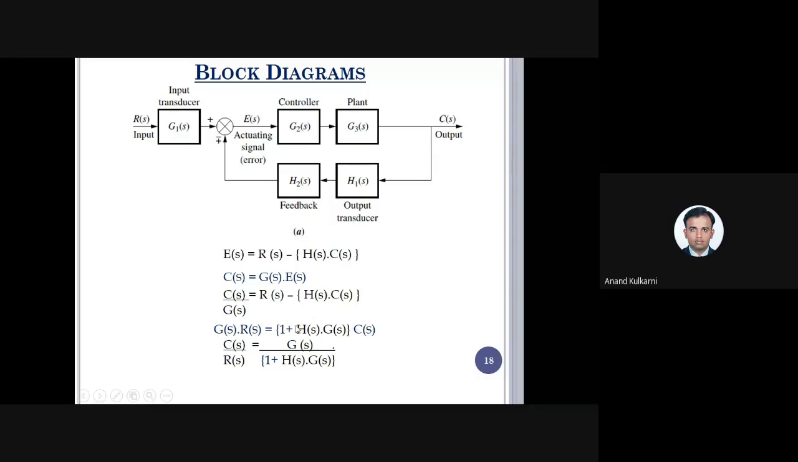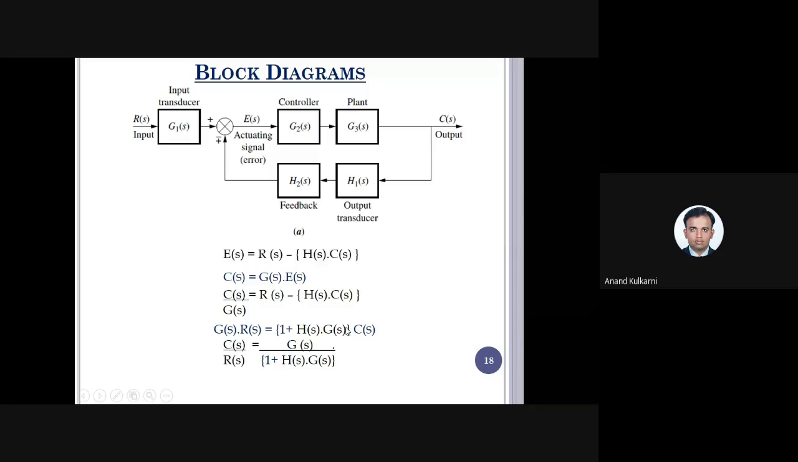Got it? But we know what the transfer function is. It is nothing but Laplace transform of output by input. That is equal to C of S by R of S is equal to G of S divided by 1 plus H of S into G of S. So this is nothing but the transfer function of the feedback form.